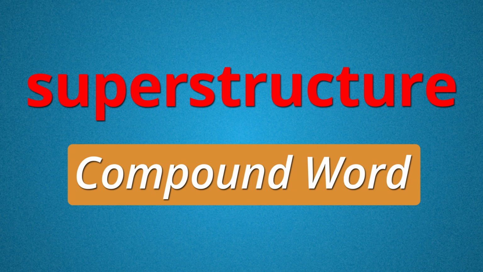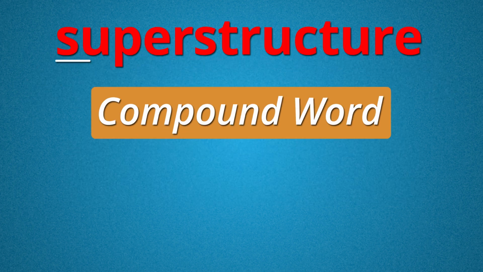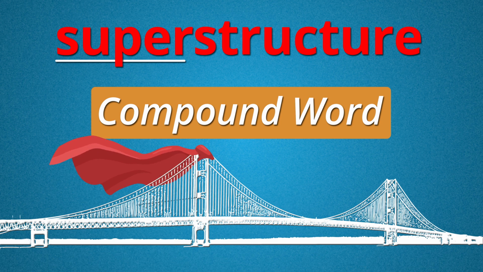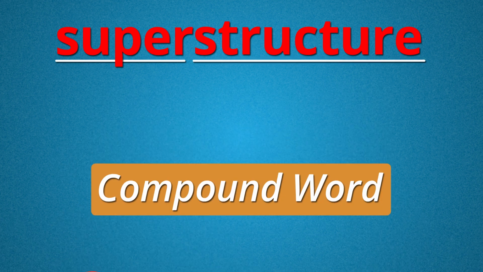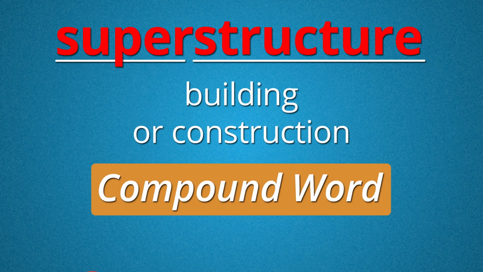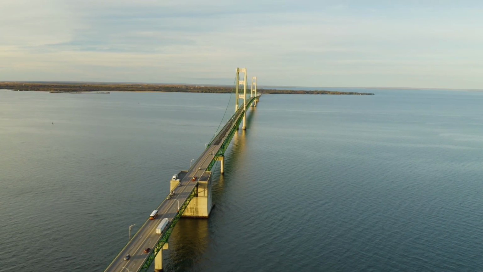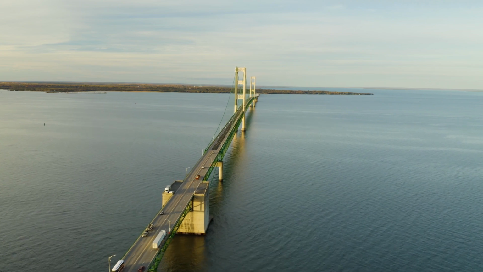It's important to decode. It's also important to understand. Super reminds me of superheroes, so I understand that part of the compound word. I also know that another name for the Mackinac Bridge is Mighty Mac, which sounds like a superhero's name. Structure means building or construction. With the Mighty Mac stretching 5 miles across the water, it sure is a super structure.